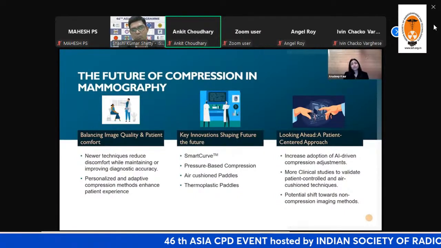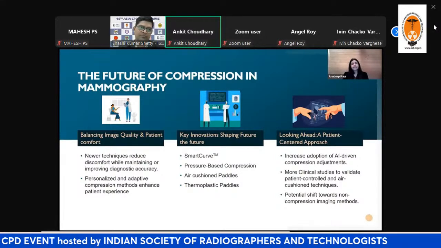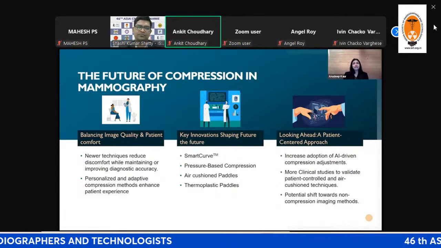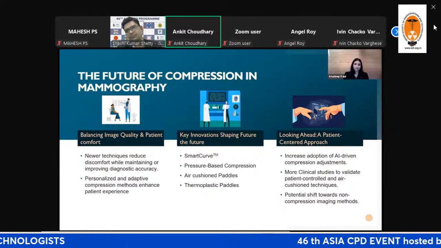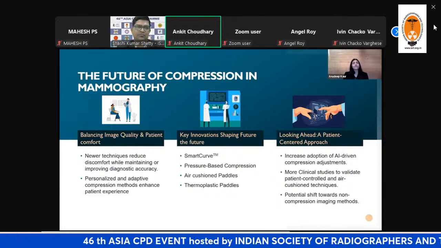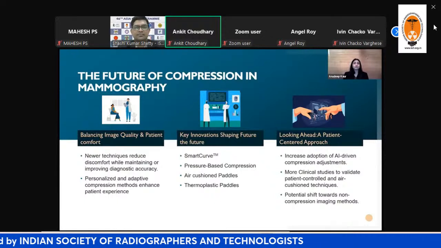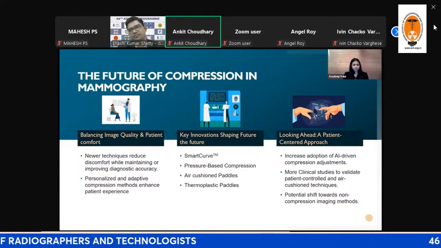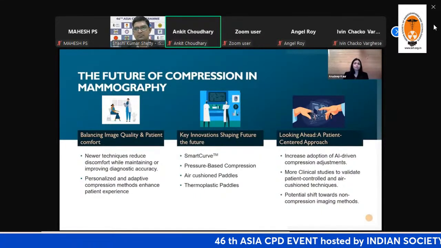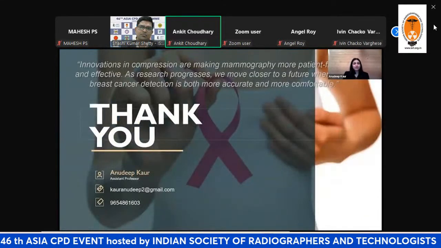Another that we are looking forward to is a potential shift towards a non-compression imaging method. Any technique where we can identify the breast pathologies without giving any kind of compression, like CT scan, MRI, ultrasound, or any other innovation in breast imaging technology, where we can completely eliminate the need for compression and the patient discomfort without losing the patient's financial credibility, and they can all opt for the same kind of procedure at a screening level and at a diagnostic level. That would be it for today.